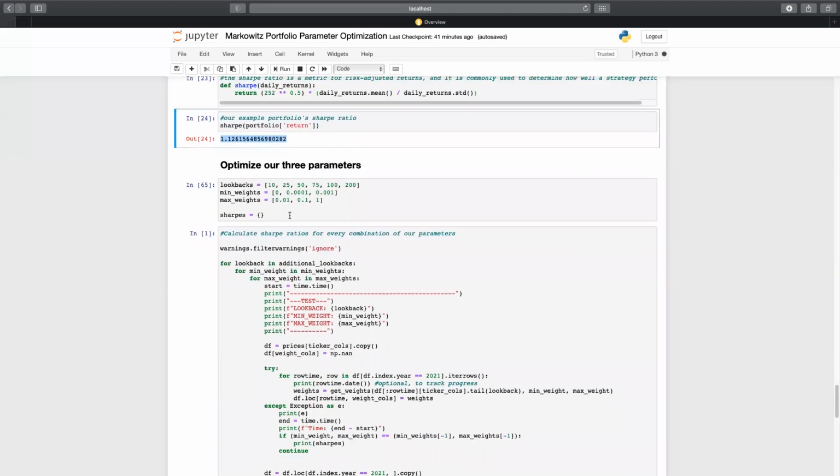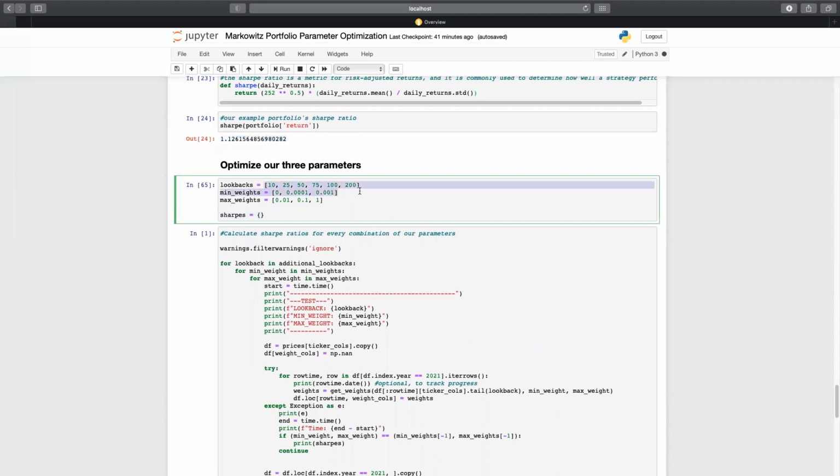And then what I do is essentially I look at one parameter, which is our look back window, which is like how many days do we look back in order to kind of calculate weights for today's portfolio. And this ranges from 10 days to 200 days. And also looking at minimum weight, which goes from, I'm allowed to invest 0 in an asset to I have to invest at least 0.001 of my portfolio in any given asset.